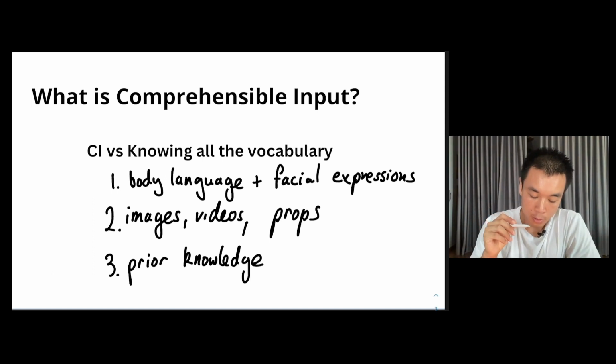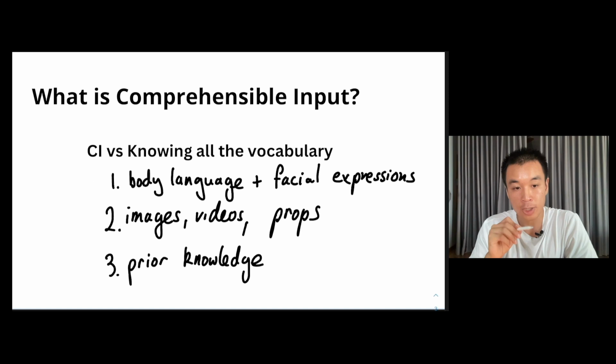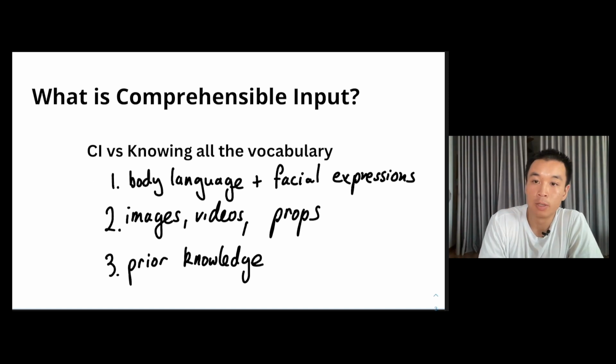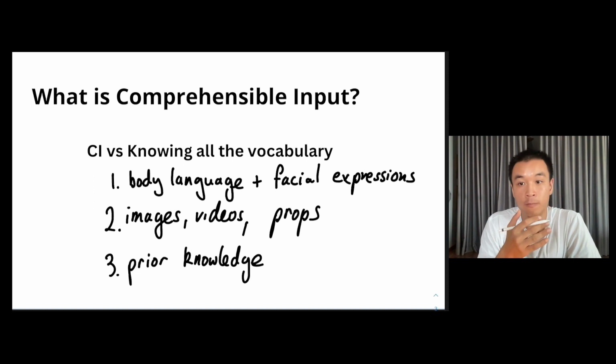So why is it important to differentiate between input being sufficiently comprehensible versus knowing each and every single individual word? The reason that it's important is because if you know that the input being comprehensible is sufficient to acquire language, it's going to prevent you from continuously consulting the dictionary every time you don't understand a word.